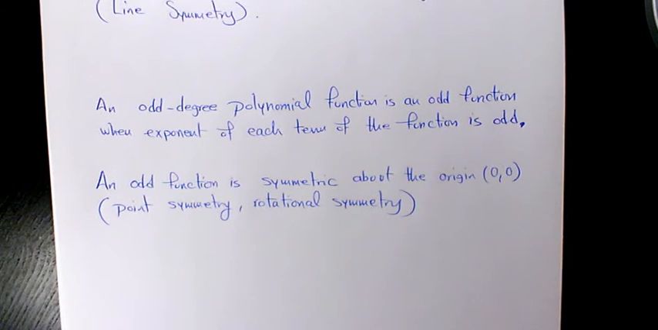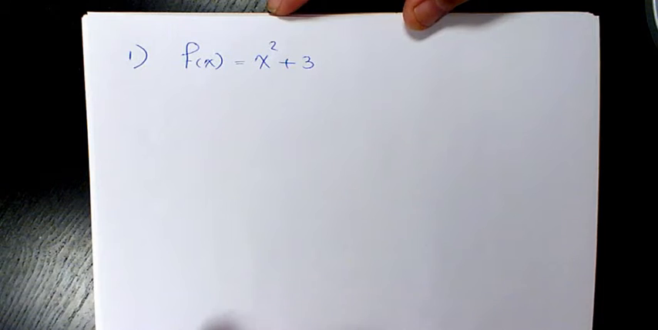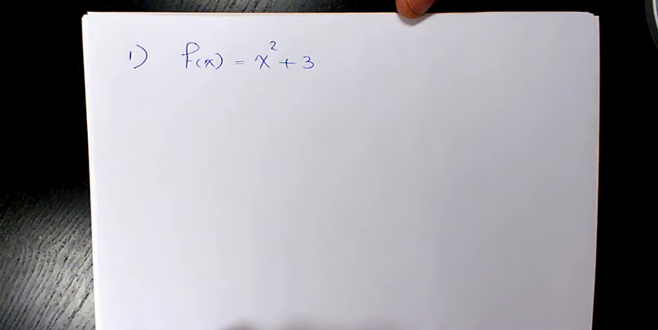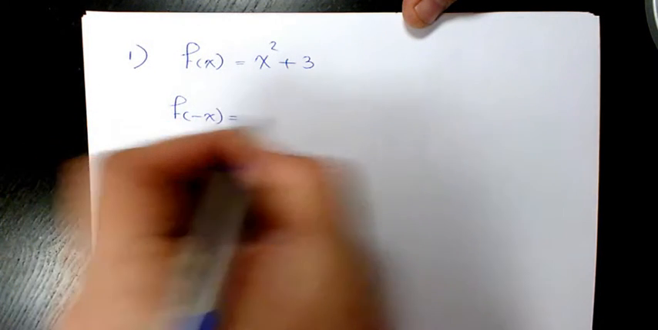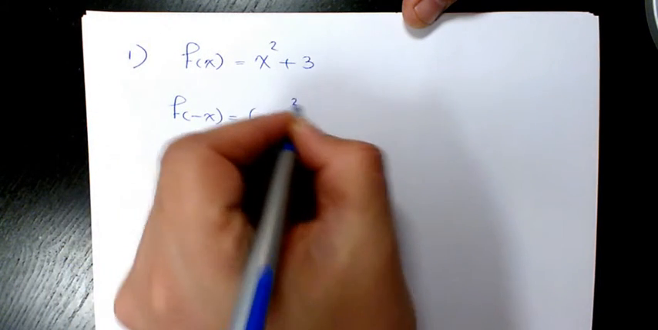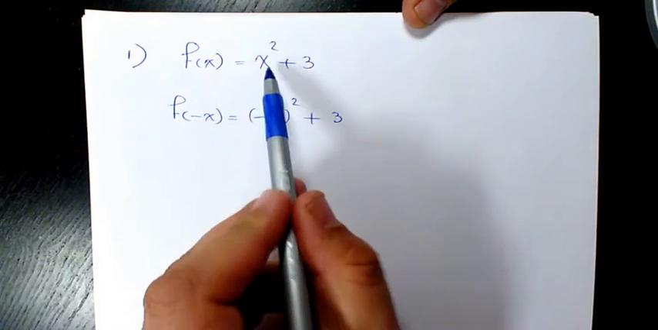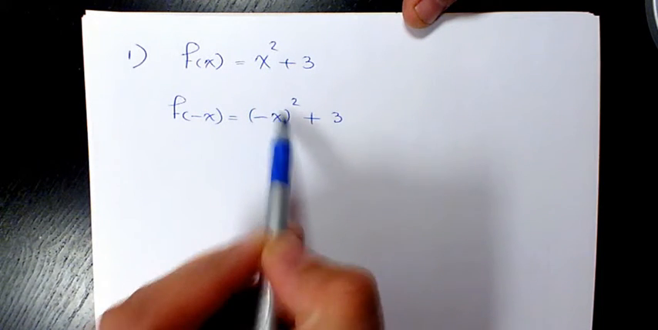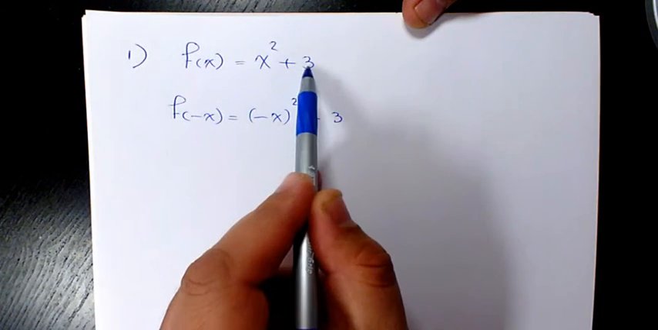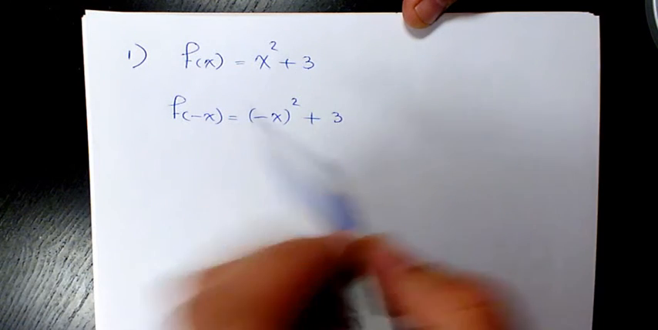Let's see some examples. Question 1, let's say f of x equals x squared plus 3. We want to see if it's an odd function, even function, or neither. So first of all, I'm going to write f of negative x, so it's going to be negative x to the power of 2 plus 3. So instead of x, I just need to substitute negative x. So x squared is going to be negative x in brackets squared plus 3. 3 doesn't have x, so it remains the same.